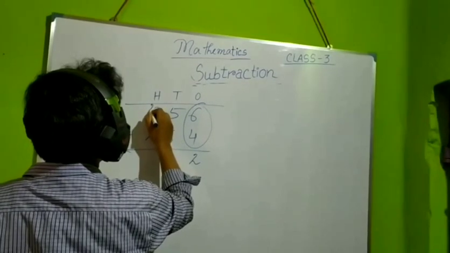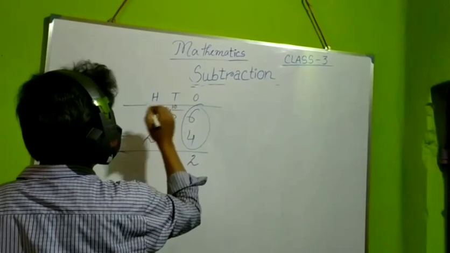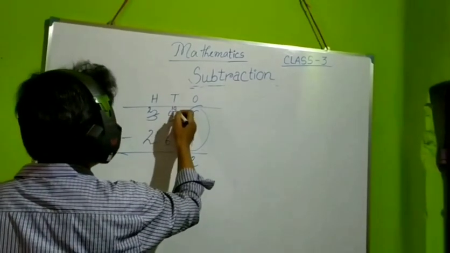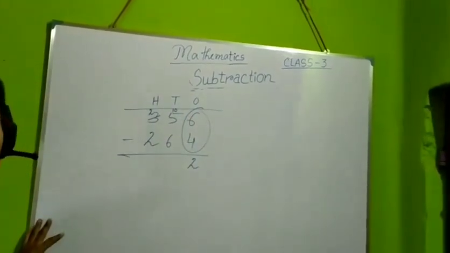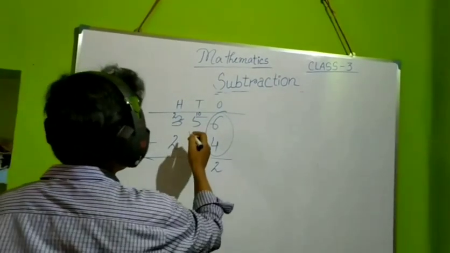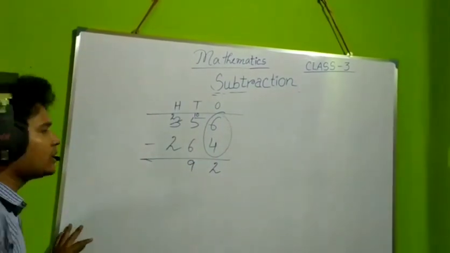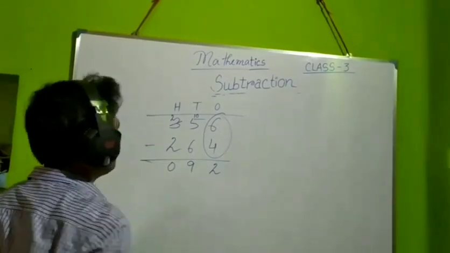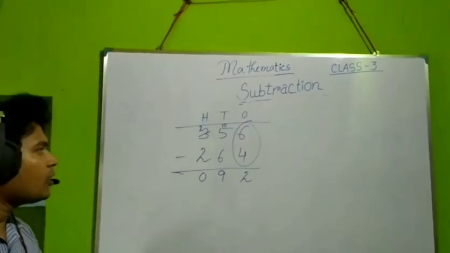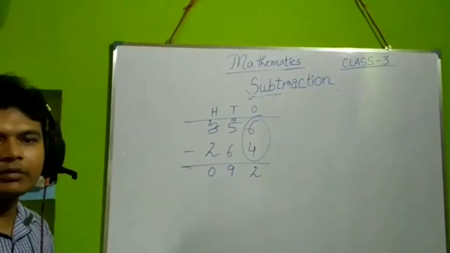So 3 converts to 2, and the 1, when it comes to the tens place, adds as 10 with 5. So the total number is 10 plus 5, that is 15. So we have to subtract 6 from 15. 15 minus 6 equals 9 here. Now you come to the hundreds place. 2 minus 2 equals 0. So the result is 92. That is the sequence which we have to maintain step by step.